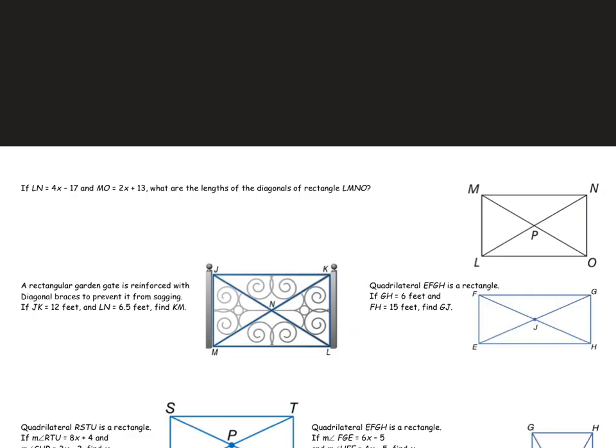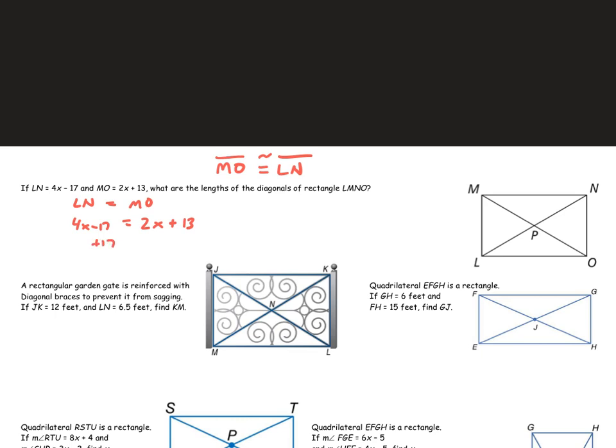Taking a look at our next example, I said if LN is 4x minus 17, and MO is 2x plus 13, what are the lengths of these diagonals? So here I know that MO is equal to LN because these are diagonals. If you wanted to, segment MO is congruent to segment LN. And now that I know that they are congruent, that means they are equal in length. That's probably the best way to state it. So that means LN equals MO. So 4x minus 17 equals 2x plus 13. I'm going to go on and solve for the variable x.